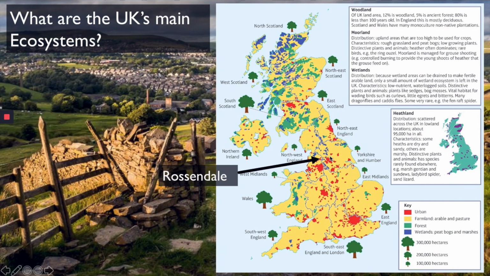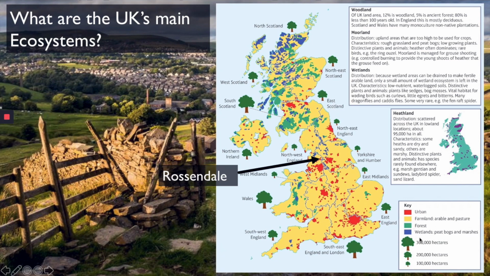And let's have a look now at Rossendale. It's showing Rossendale is in an area of farmland. We've got some urban areas surrounding us, and we have Manchester just to the south. We can't really see it in much detail, but there are some blue splodges here.